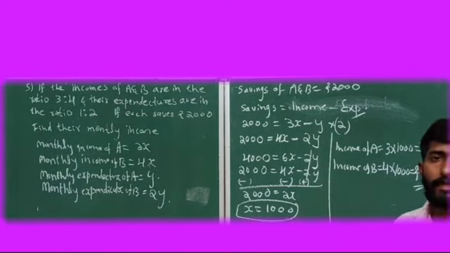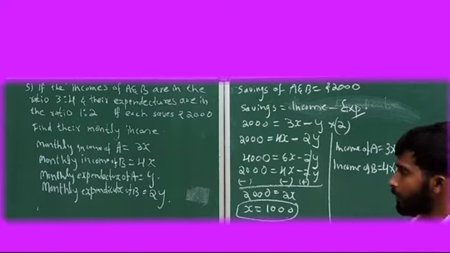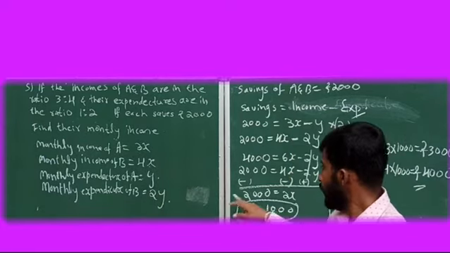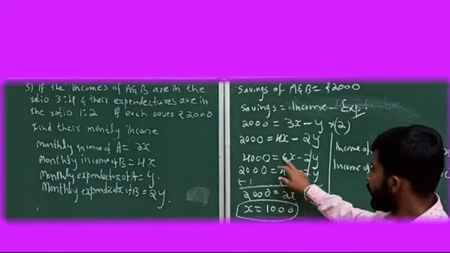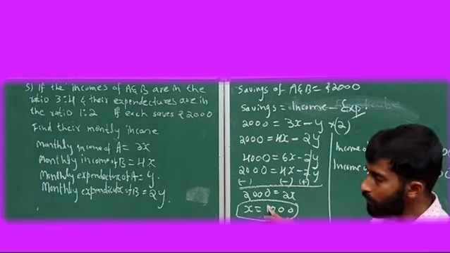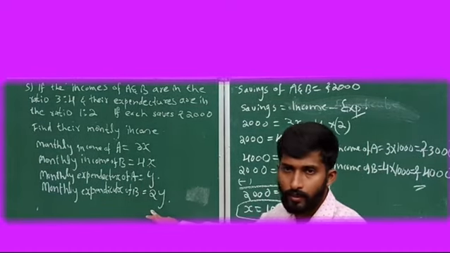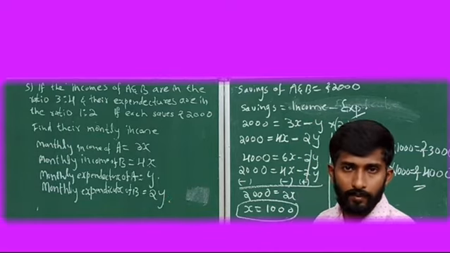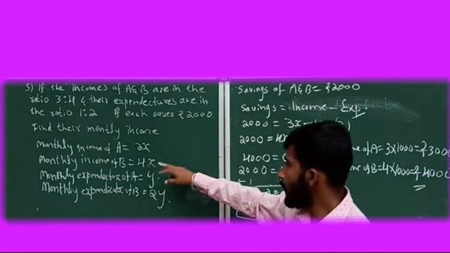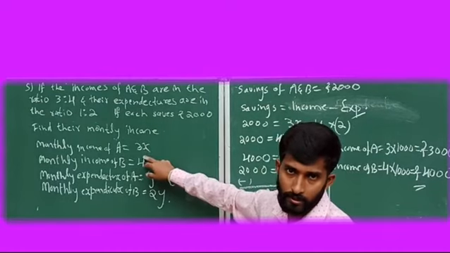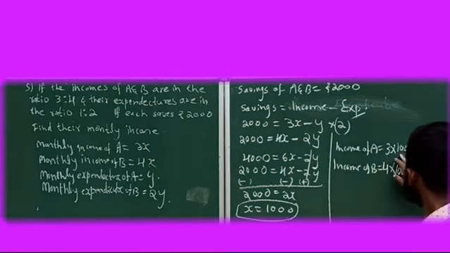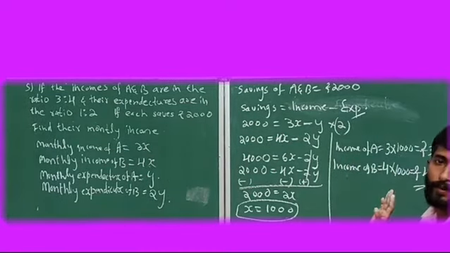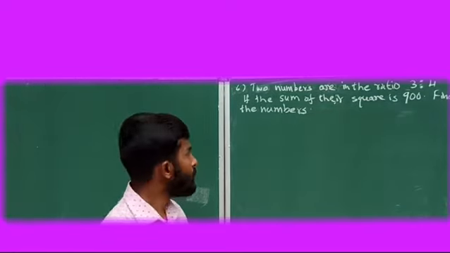Suppose we need to find income and expenditure. That time we need to substitute the y value. Here substitute the x value in any one of the equations that gives the y value. Then substitute in the corresponding ratios, that gives expenditure. But in this question only income is asked. So substitute x values in these two equations. We will get the monthly income of A and the monthly income of B. Clear? See the next question.